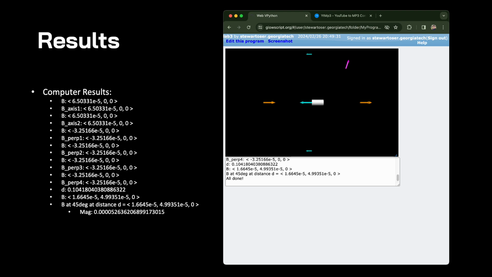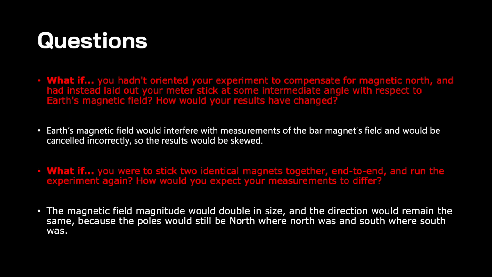0.000005, which is greatly different from the value we got in the data, and that's because of all those other magnets in my room that I was doing it in affecting the results of the lab. And you can see the B values here were also very different, and like I said, that's due to the error created by the other magnets around me in the lab. So, moving on to our questions.